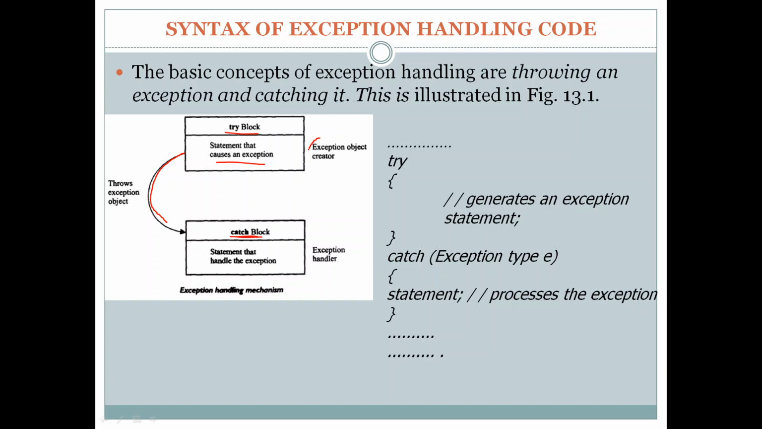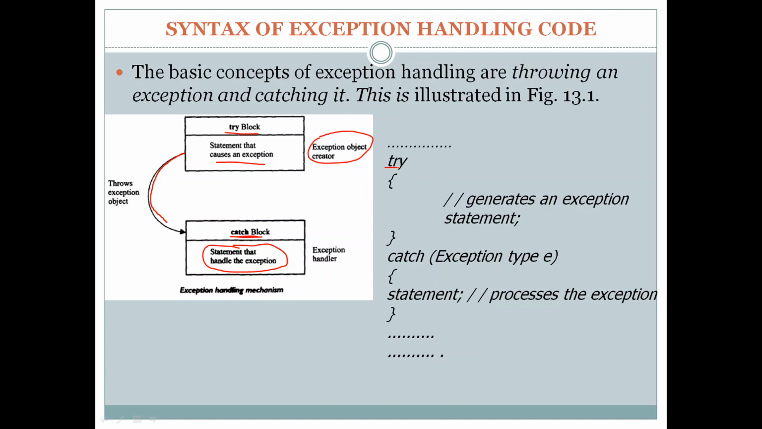The interpreter generally creates an exception object when the exception occurs, and that is thrown and caught by the catch block. The catch block also includes some statements which are used to handle the exception. Some actions are performed to handle the exception, and that is included in the catch block. So the catch block is called the exception handler. This is how we can handle exceptions in Java. The programming code for exception handling is given here, you can see on the right hand side.